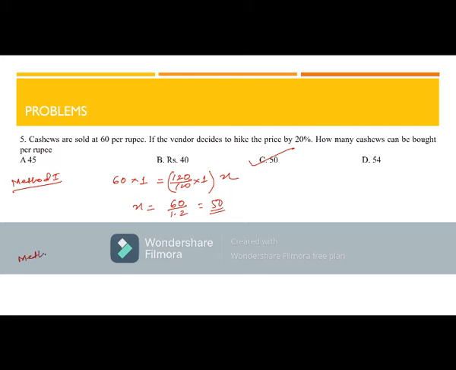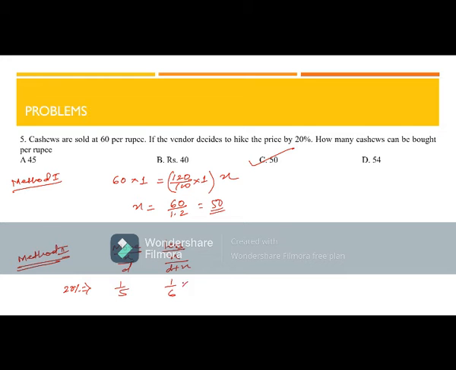Method number 2. This comes from the direct formula of less and more, more and less. So the price has been hiked by... if anything is more by n by d, the less is n by d plus n. So price has been hiked by 20%. So 20% we can write in terms of fraction, that is 1 by 5. So price has been hiked by 1 by 5. So the less will be 1 by 6.